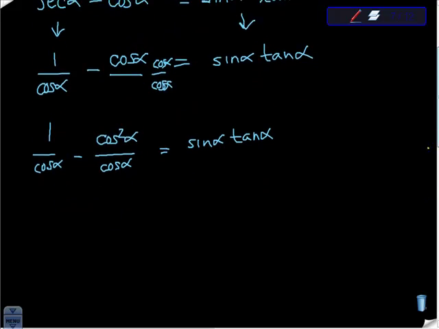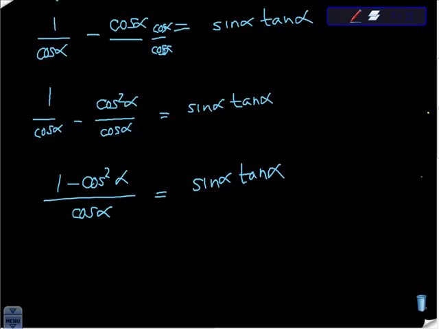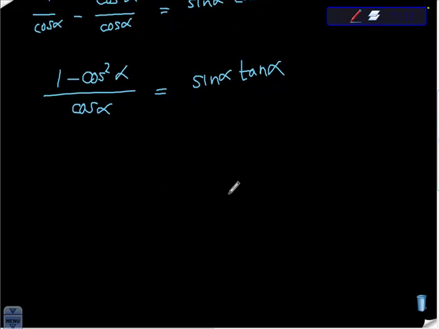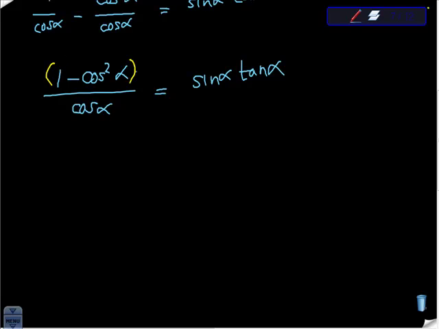I'm just going to keep moving down. Remember, can't touch the right-hand side. You have to convert the left-hand side. I'm going to add these two things together. I get 1 minus cosine squared alpha over cosine alpha is equal to sine alpha tan alpha, right? Just going to leave it like that. Bring it down again. Here's where you have to start using your trigonometric identities.